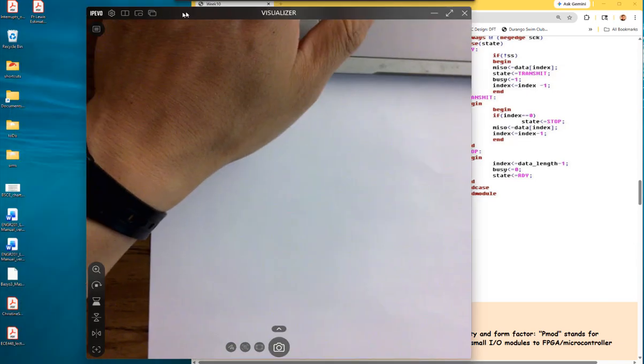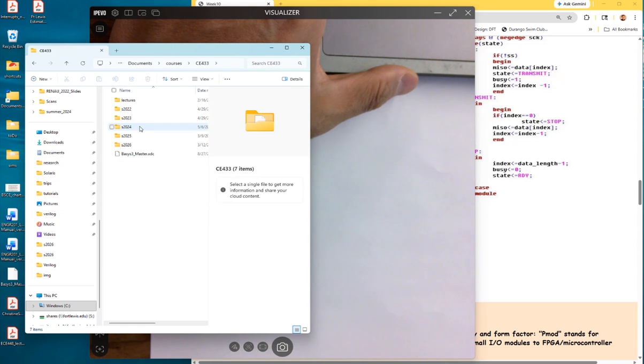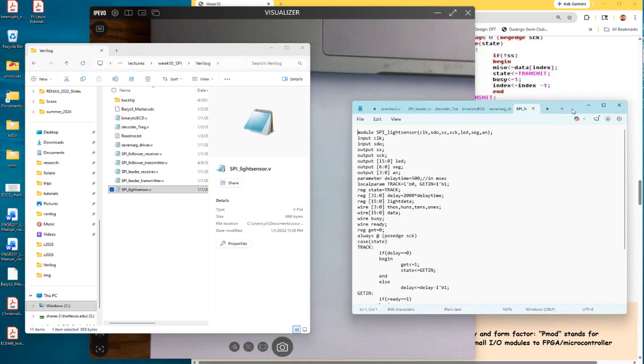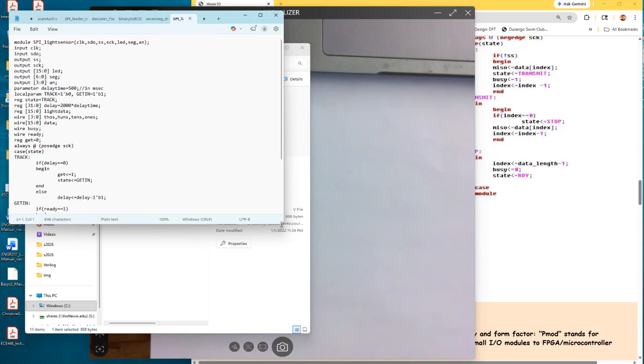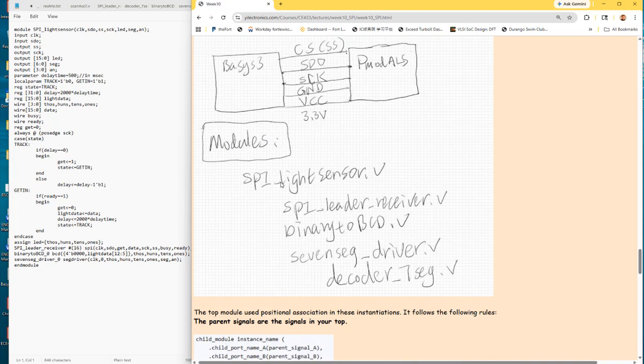So now let's take a look at the code we have from the textbook. All these are given. You need to make certain changes to your top. I'm just showing you that this is the top module. For the design of this project, you need a top module, and the name of the top module is available from the textbook. It's called SPI_sensor.v. And there's the SPI_leader receiver, which is available. Just directly use the ones we have.